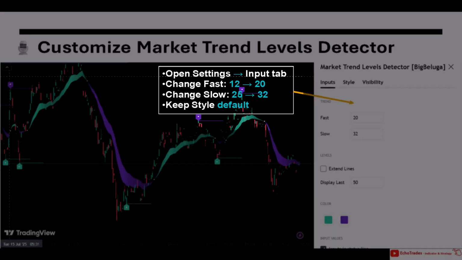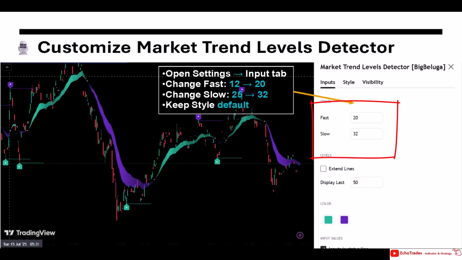Yeah. Open up the settings, find the input tab, see the fast input, defaults 12, change that to 20. And then the slow input, change that from 25 to 32. Okay. So 20 and 32. Why those specific numbers? Well, these adjustments help filter out some of the minor market noise, lets the indicator focus on the bigger, more sustained trend shifts. Keep the style settings as they are. The defaults are fine. Then just click OK.